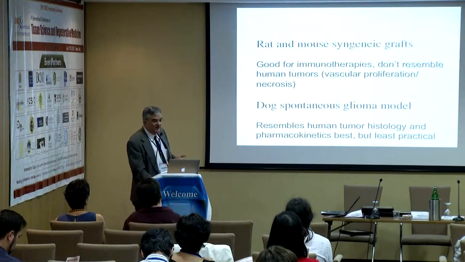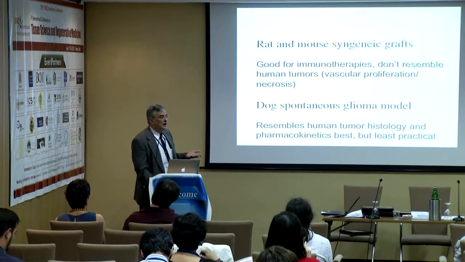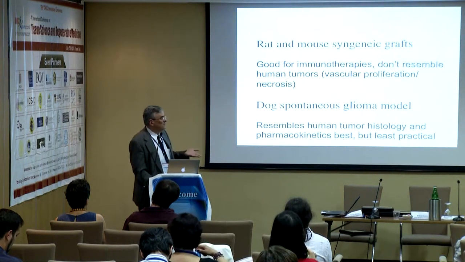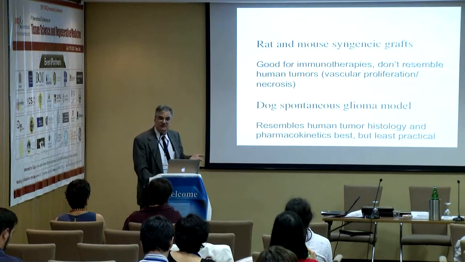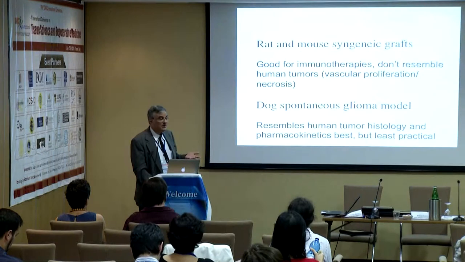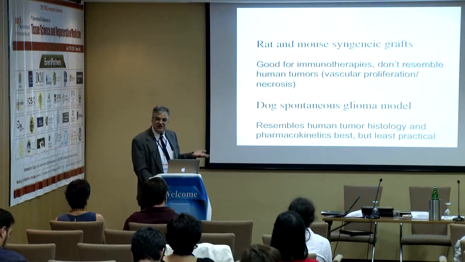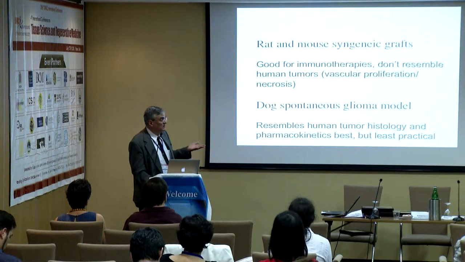Now, we also have syngeneic grafts that do have their uses, where you have a mouse tumor implanted into a mouse, and so you have an intact immune system. So one thing that's of high interest in brain tumor therapy is immunotherapy. So that's a limitation of the orthotopic xenograft models. You don't have an immune system.